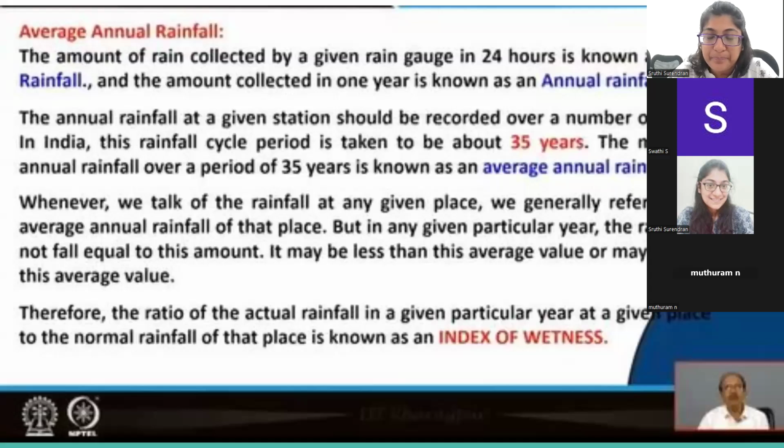So if you see the term normal rainfall or average annual rainfall, it means that annual rainfalls of 35 years are averaged for a period of 35 years, and that value is representative of the rainfall for that particular area. So when we say that this area gets 10 mm of rainfall, it means that the average of all the annual rainfall obtained over 35 years has been 10 mm. Another term used for this is normal annual rainfall.